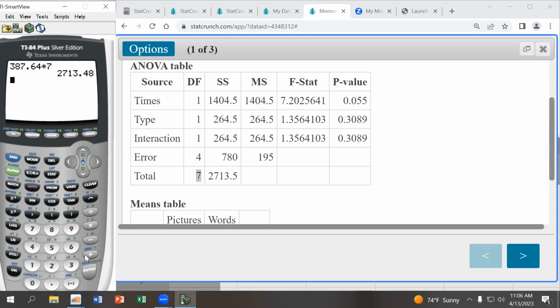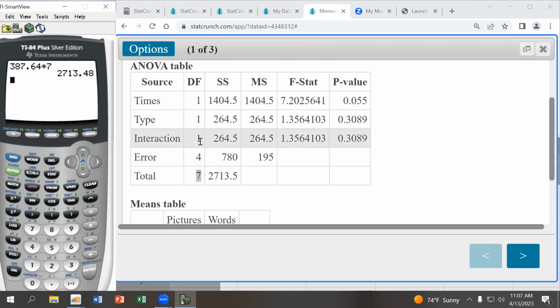Just as a reference, I'll write here on the side the DFs: rows, columns, interaction, error, total. I'll call n, uppercase N, the number of observations. Just the DFs: r minus 1, c minus 1, N minus 1, the total number of observations. We will find these different values. Good so far? Okay.